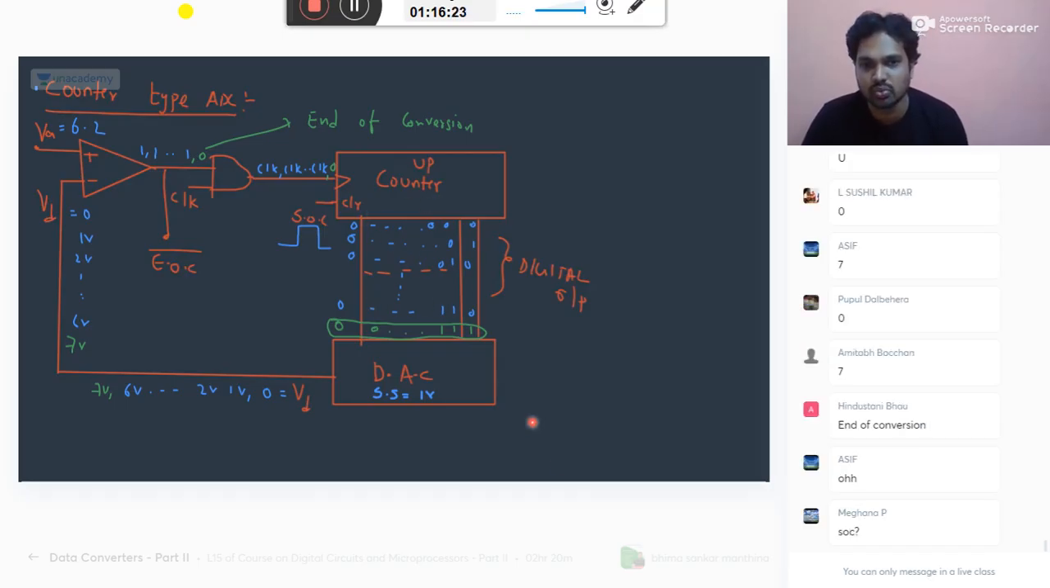Okay. SOC is start of conversion. E is end, S means start. To start, I should clear the previous data. So I can give this pulse, then it will clear the data. During this period, I should not read. So I will use this end of conversion signal. Whenever it becomes 0, I enable the output device to read the data. Okay, you understand up to here?